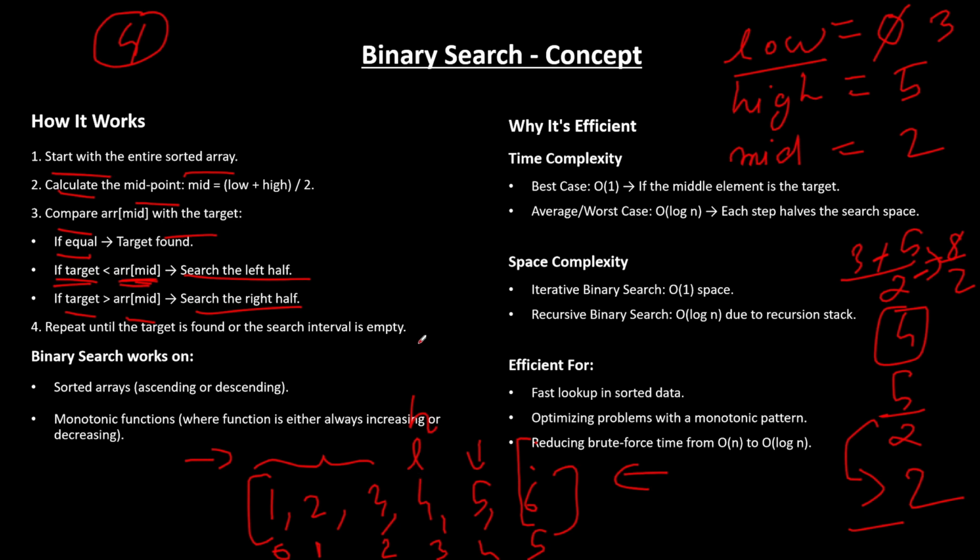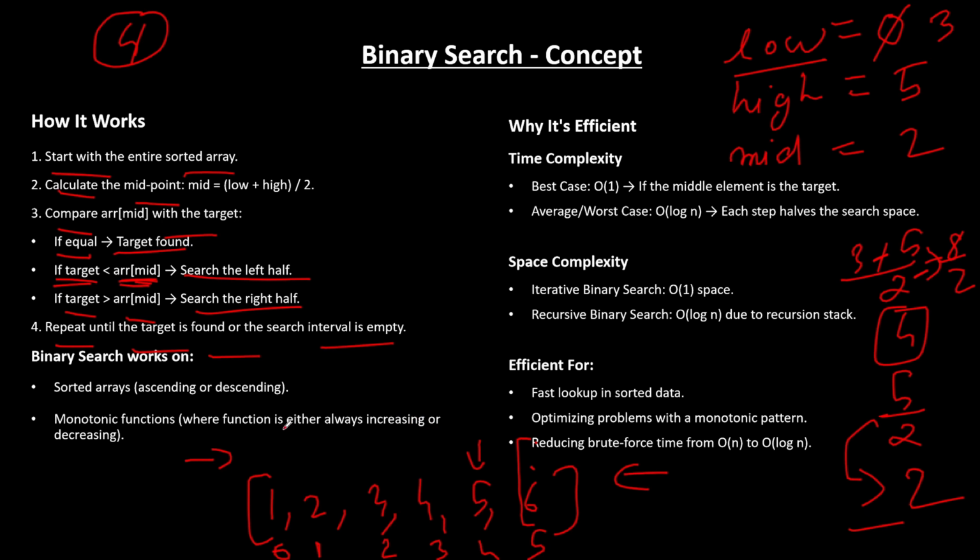And mid value is 3, correct? Now you check. You will see that the mid value is 4 and the target value is also 4. Therefore we found the target. So we then return this particular index, or we return true or false as per the question, right? So we repeat until the target is found or the search interval is empty. If the search space says that, you might not have the target, right?